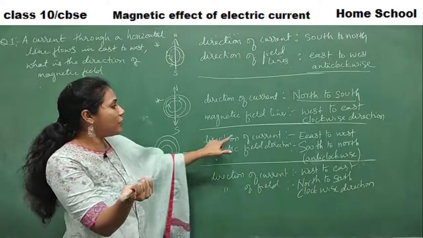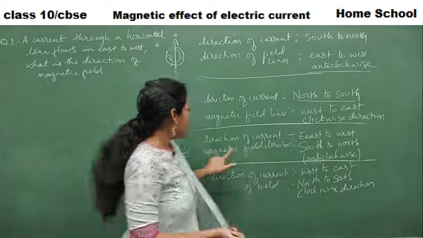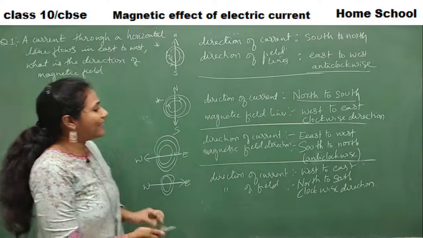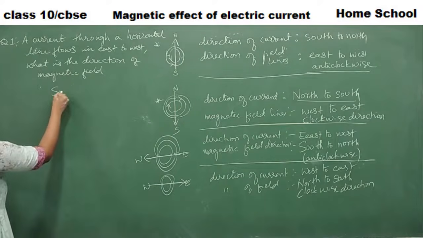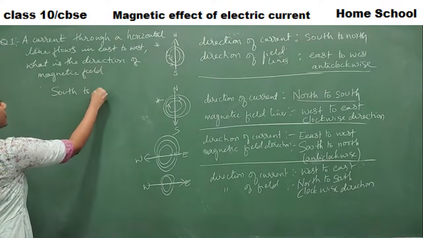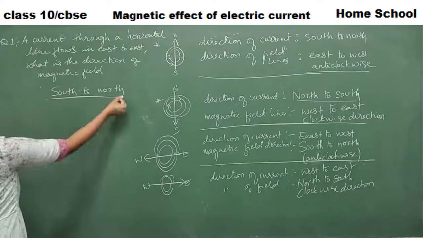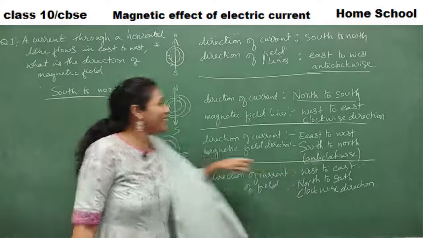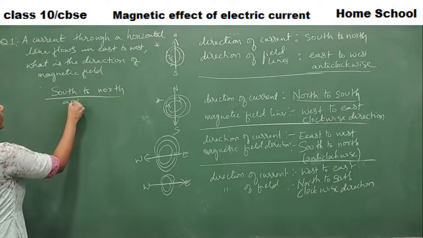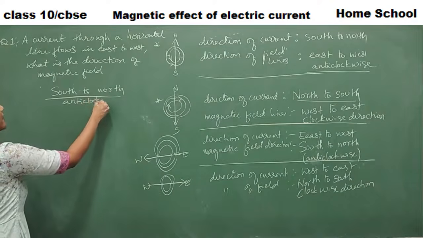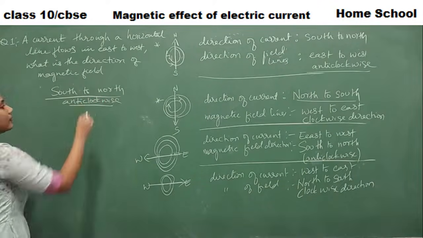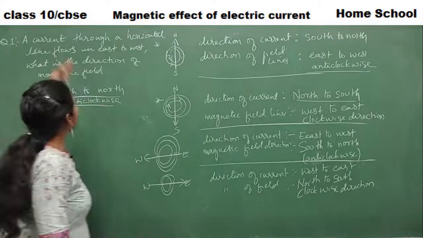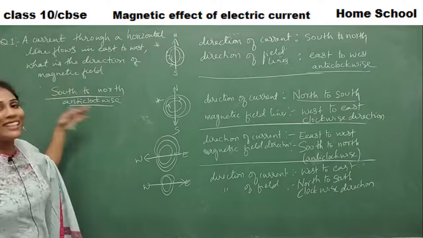You can see here, the direction of current is east to west. If the direction is from east to west, what is the direction of magnetic field? That is from south to north. Yes or no? This is your answer. Or you can also mention the field line's direction is anti-clockwise. South to north or anti-clockwise is one and the same. So if you can remember this, such type of questions can be answered very easily.